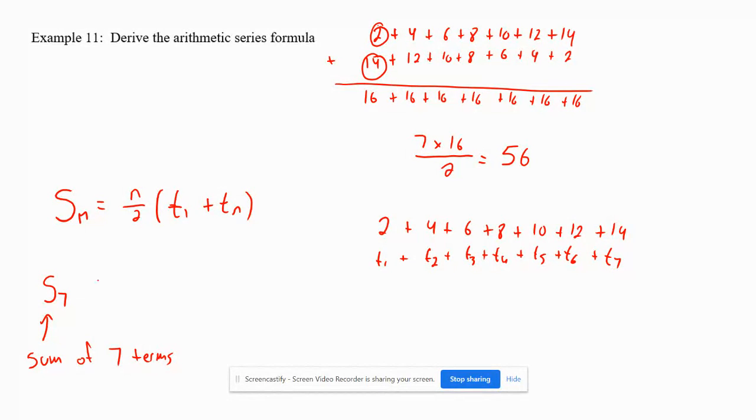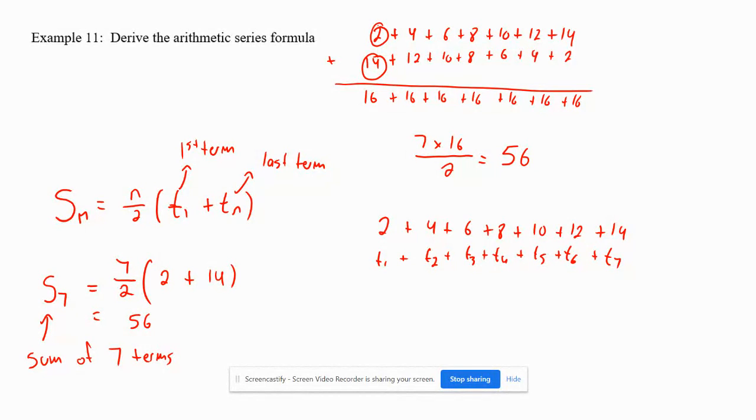term 7 over here. Now in this case, our n value is 7, so it's going to be 7 over 2. T1, this is the first term, and this is the last term. So we have 2 plus 14. Now if you see over here, this is exactly what we did in this calculation over here, right? 2 plus 14 is 16 times 7 divided by 2, right? And so this is how we get our answer of 56.